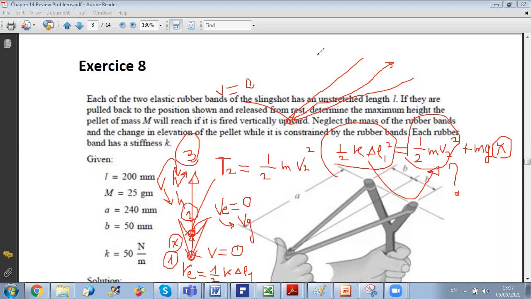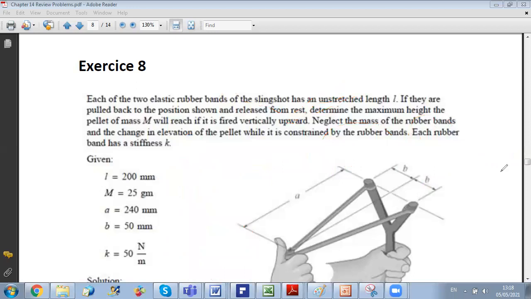Doctor, in all this chapter we're assuming there is no friction, right? Look, we are assuming no friction. If there is friction, there are problems that include friction, and we will do them later. If there is friction, you cannot apply conservation of mechanical energy. You apply the principle of work and energy.